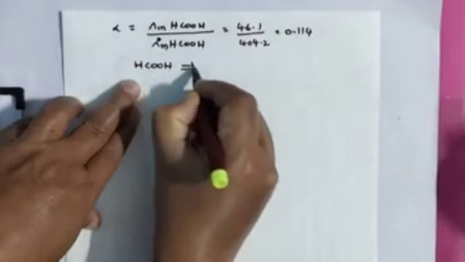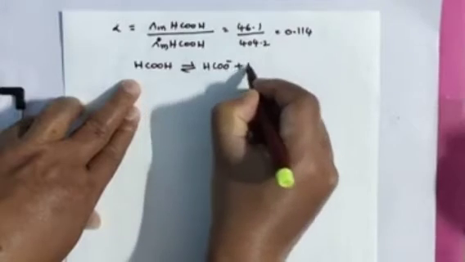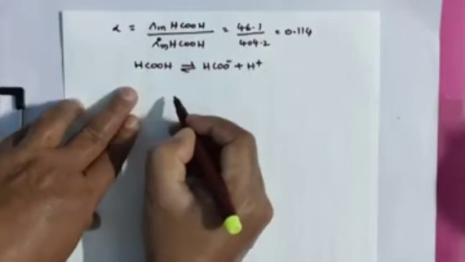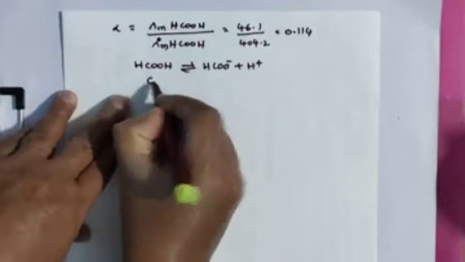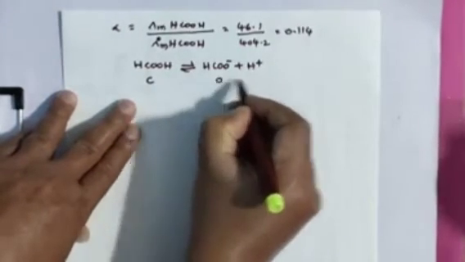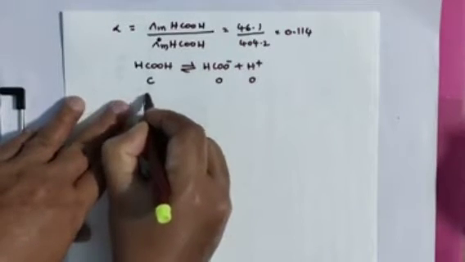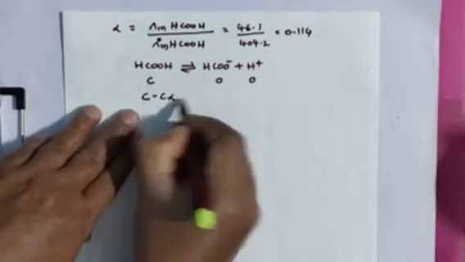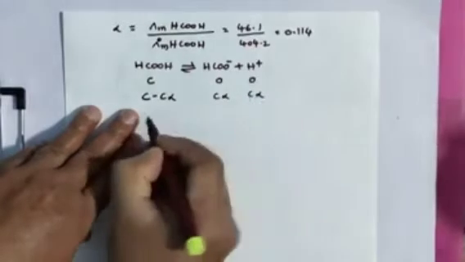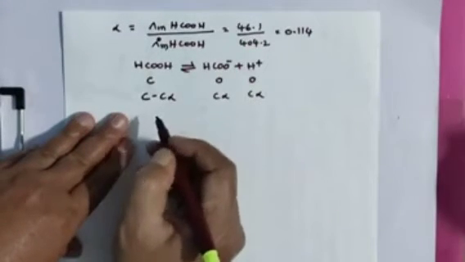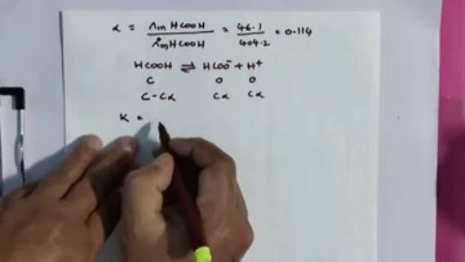HCOOH reversibly gives rise to HCOO minus plus H plus. Initially the concentration is C, and the initial concentration of products is always 0. After time t, the change in concentration is C minus C alpha. Here also C alpha, and here also C alpha. This you learned in your first PUC. Now we have to calculate the K value, the dissociation constant.